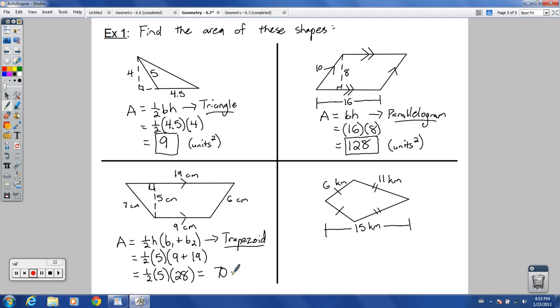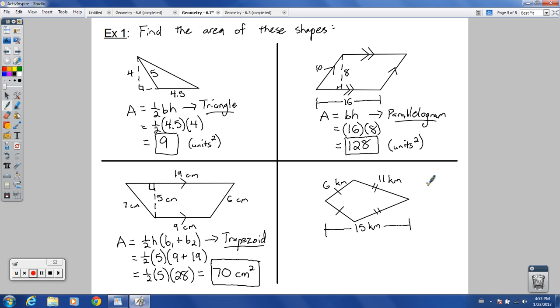So this would be 70, and that's a pathetic looking 70. Let's try that one more time. 70, that's better. And you have units given to you, so you've got to include those. Centimeters, and it's an area, so centimeters squared. Area is units times units, units squared, in other words. So this is centimeters squared.